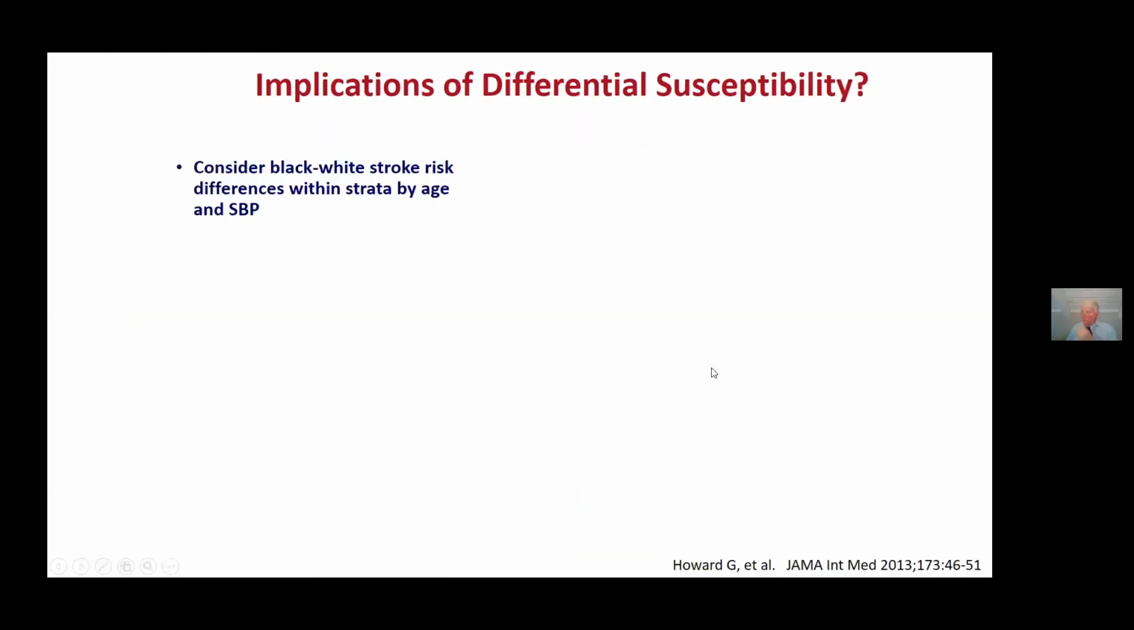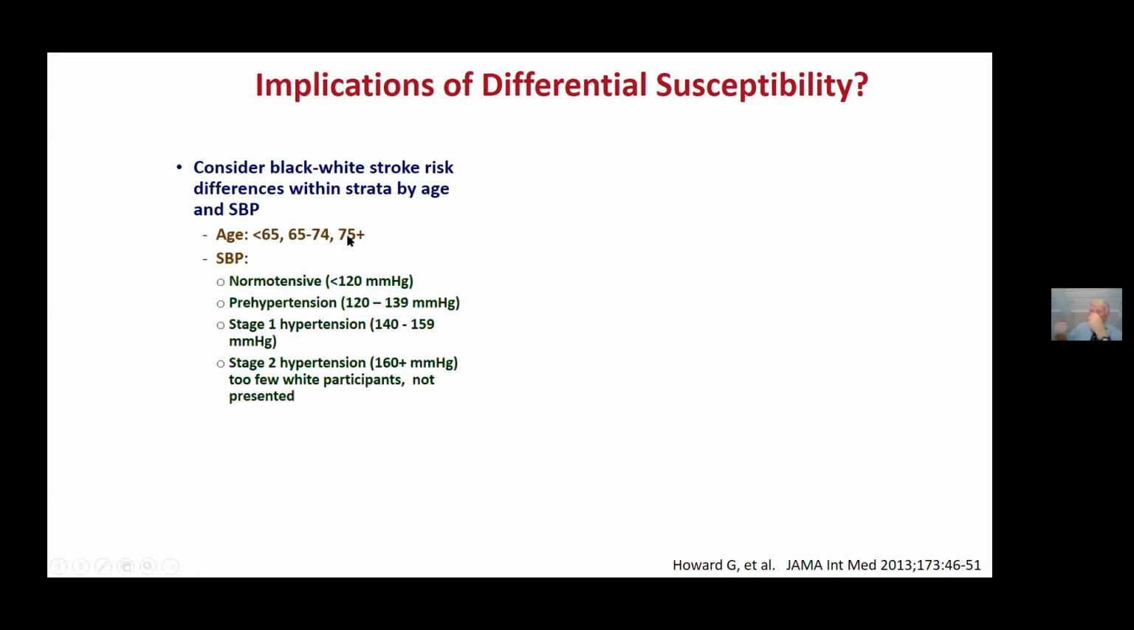So what are the implications of this differential susceptibility? Well, consider the Black-white differences in stroke risk stratified by age, race, and systolic blood pressure. I'm going to stratify age as being less than 65, which is the main thing I'm interested in, 65 to 74, some interest, and greater than 75, I'm not really interested. And then also simultaneously stratified by systolic blood pressure, using JNC7 categories: normotensive, prehypertensive, and hypertension. And remember, it's the risk of this low group that I'm mainly interested in.